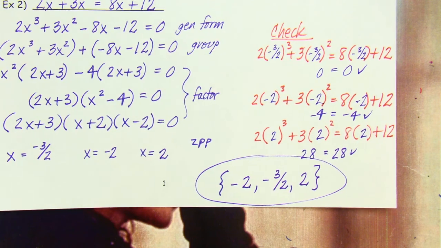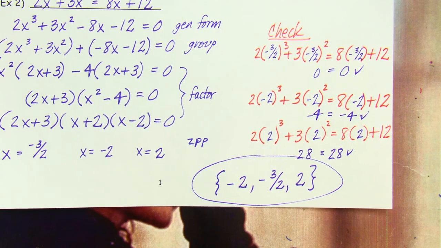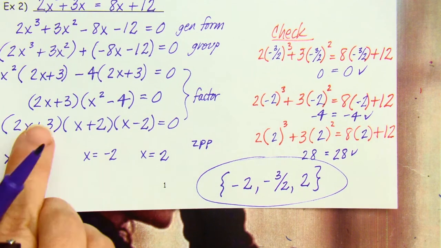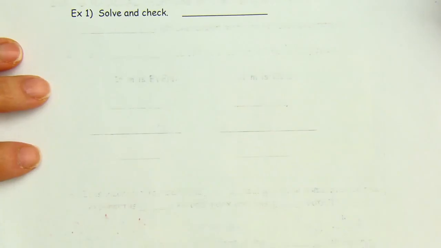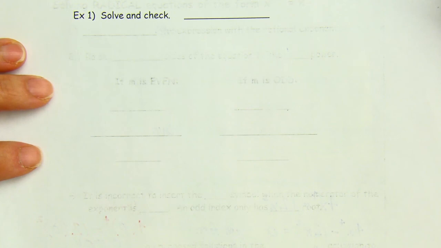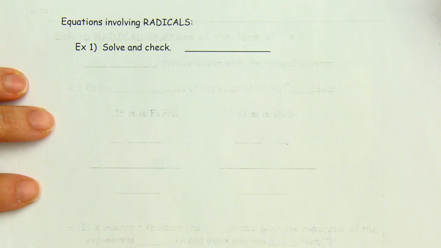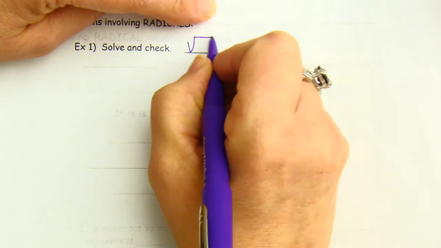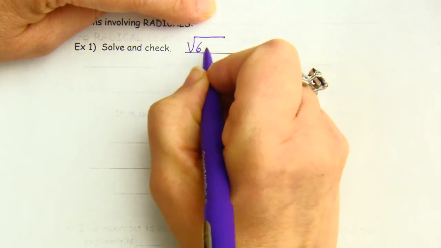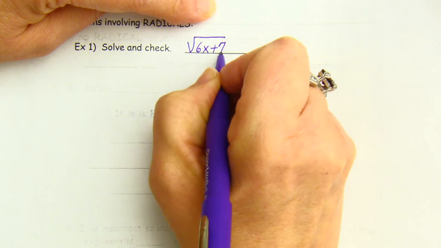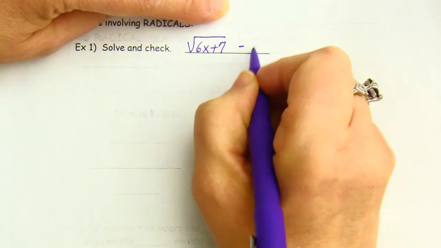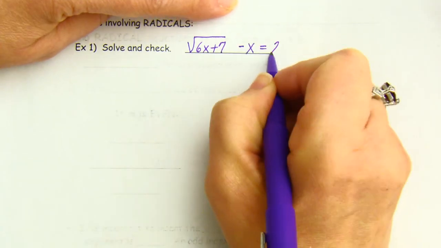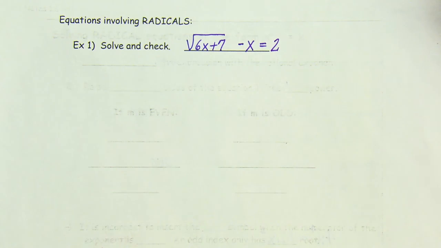All right, slide 2, we're going to talk about the radical equations. You should have done radical equations in Algebra 2. So, again, this part here is equations involving radicals. We're going to solve and check. First example is the square root of 6x plus 7, subtract x equals 2. Now, you need to get a game plan.